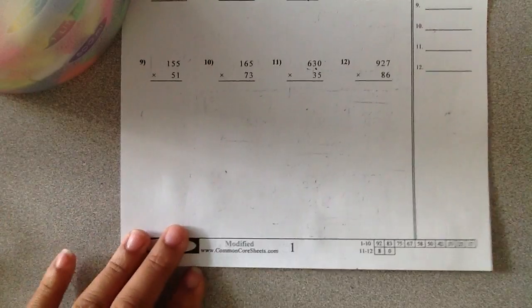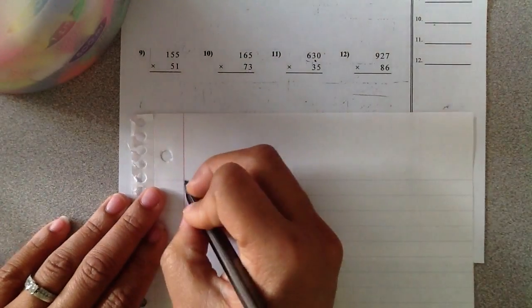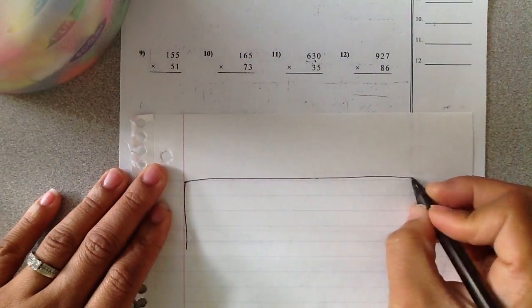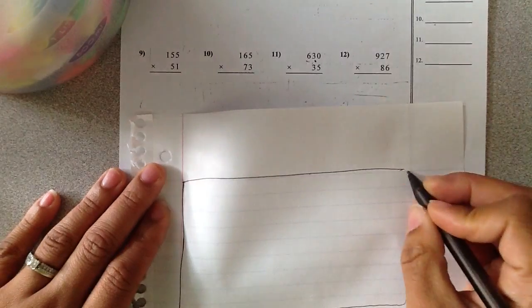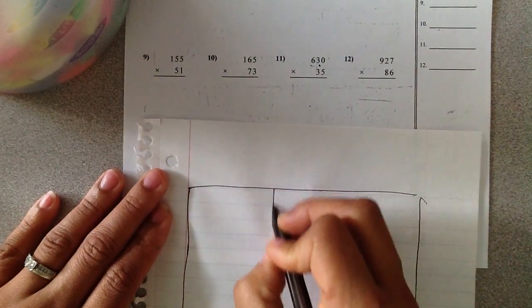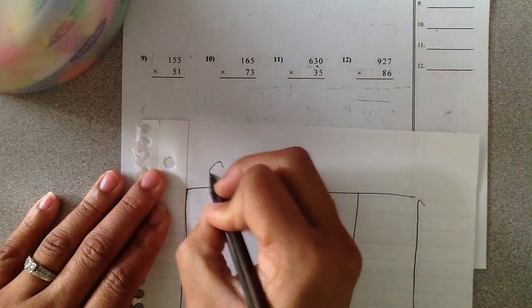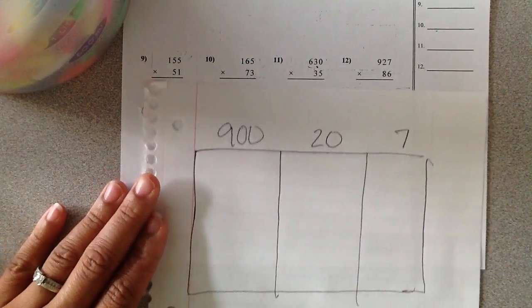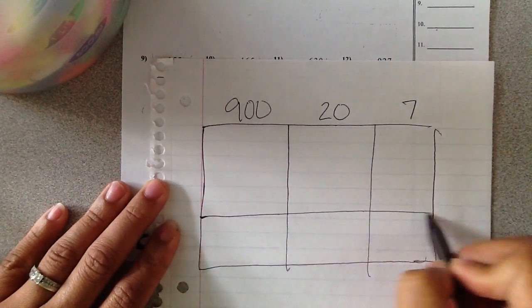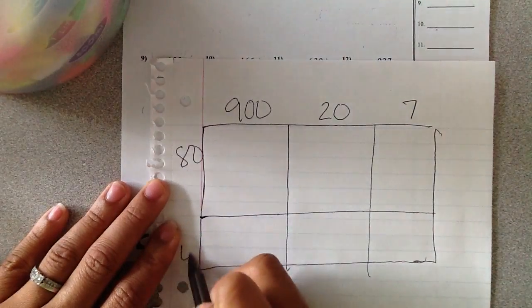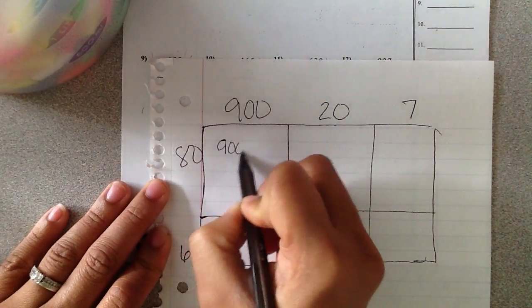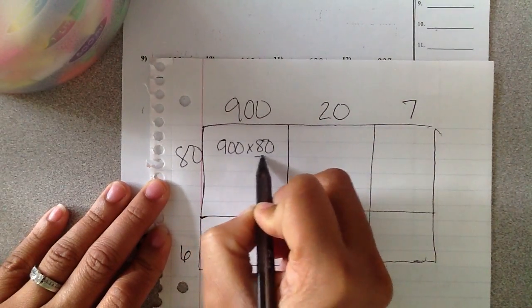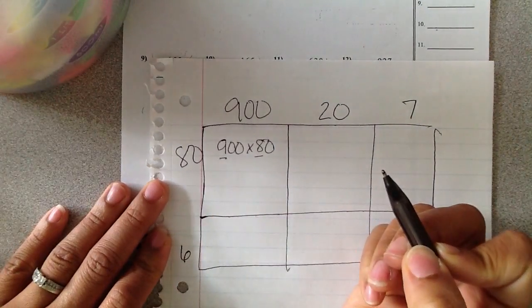Now for number 12. I had 927 times 86. Again, I need 3 boxes up top because I have 927. And then over on the side, I only need 2 boxes because I have 86. 900 times 80, 9 times 8. Again, I explained this in my last video.